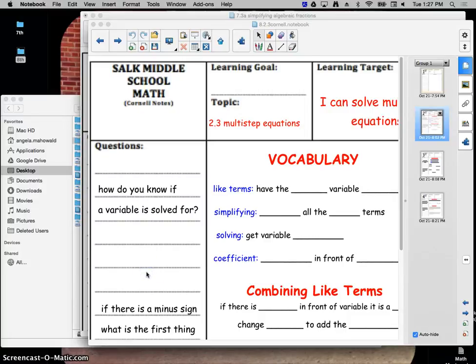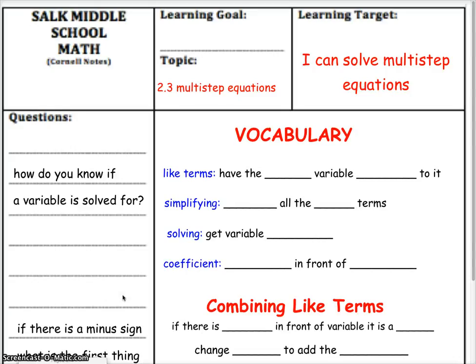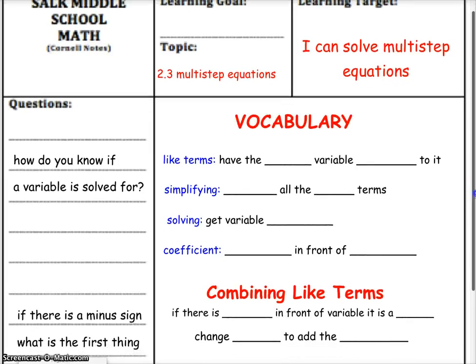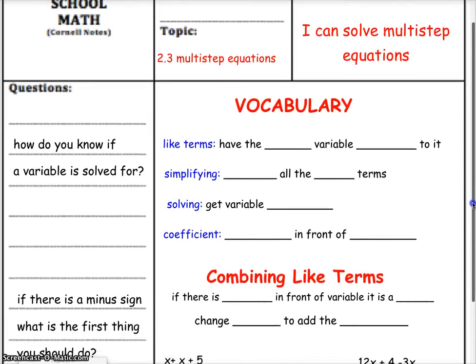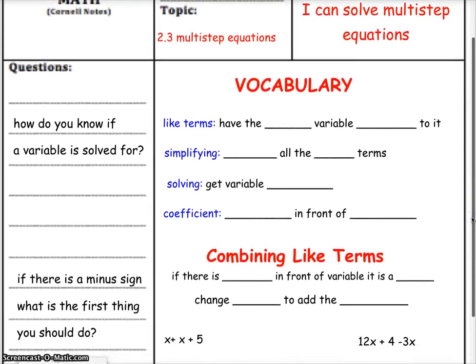Okay, today we are going to talk about multi-step equations, and you are going to be able to solve them. This is going to be like a 3-day lesson. The first vocab word that you need to know is like terms. They have the same variable connected to it. So you are alike if you have the same letters sticking to you.